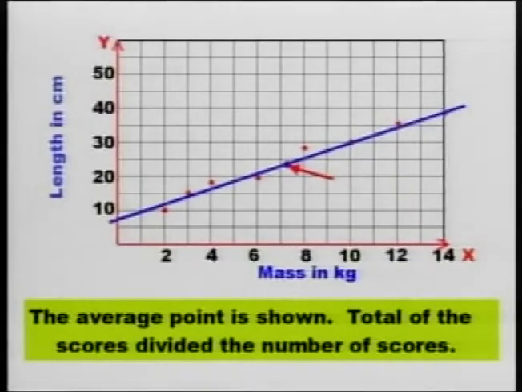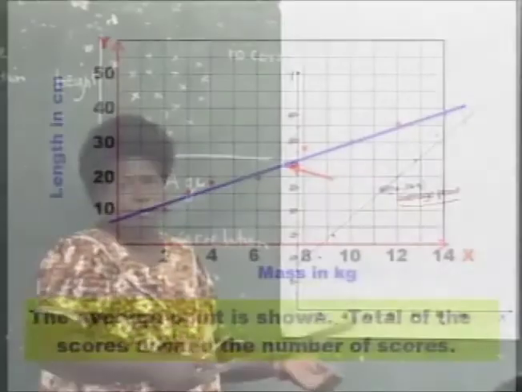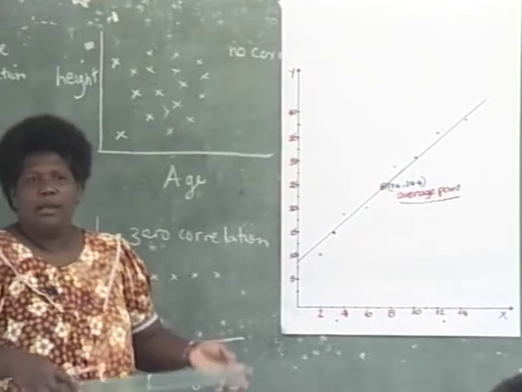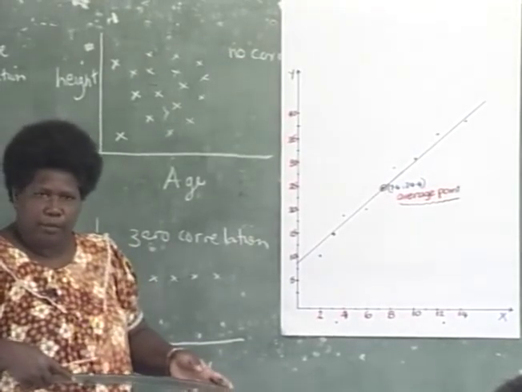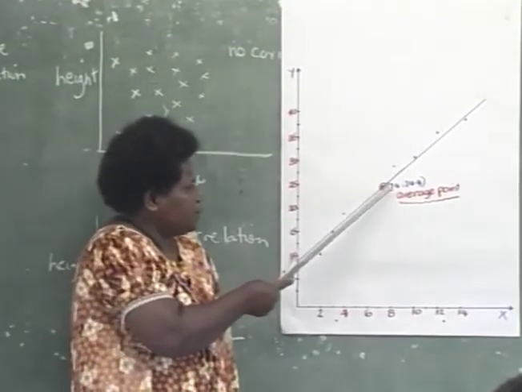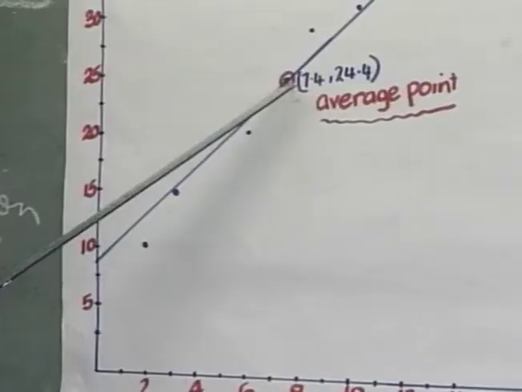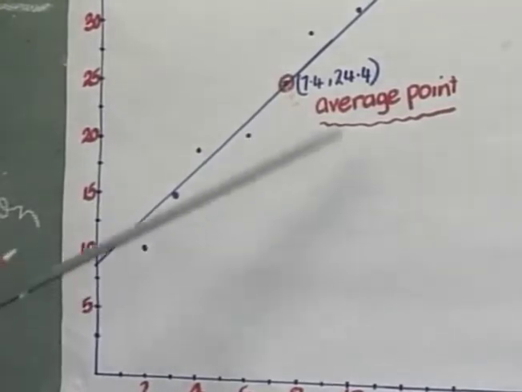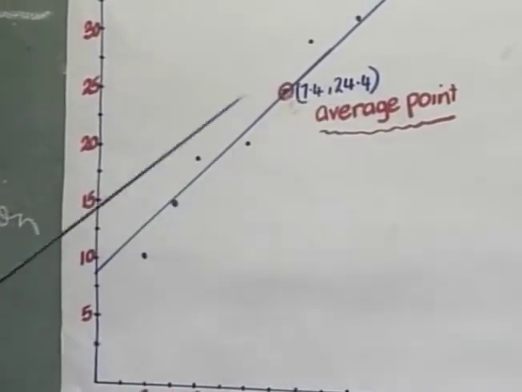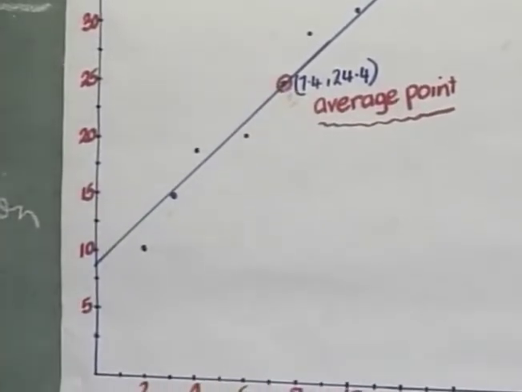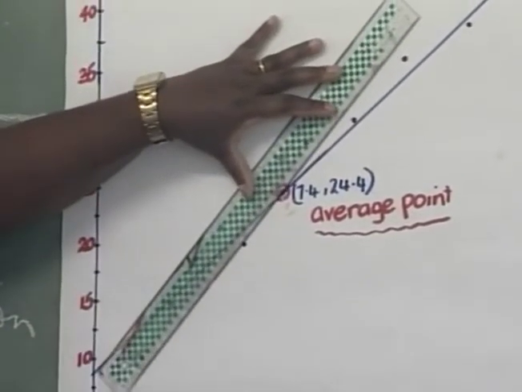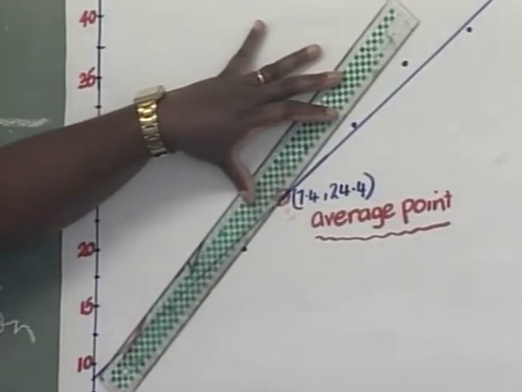Okay, if you note, you plot the points first, then you come up with the scatter diagram, then you calculate the average point. After you've calculated the average point, you plot it, and note that it's always somewhere in the middle. I've calculated it as 7.4, 24.4. And then I could have easily just put my ruler like that and then drawn the line.